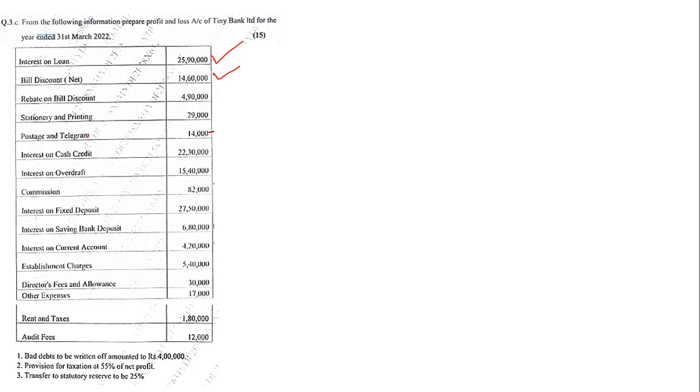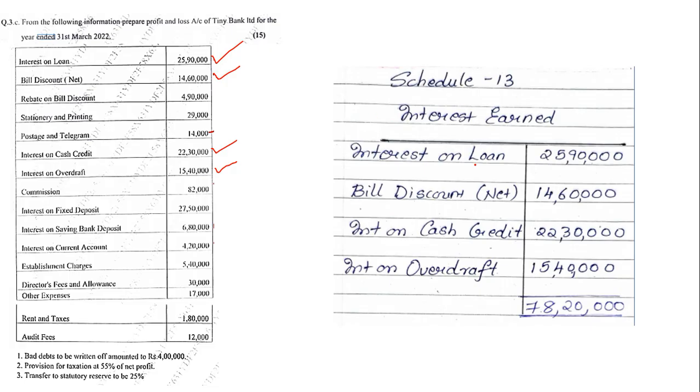Next, stationery and postage are all expenses. Interest on cash credit: when the bank gives cash credit, it gets interest. Whenever the bank gives an overdraft, it gets interest. So these are the 4 interest earned areas of a bank. Schedule number 13, interest earned: interest on loan, bill discount net amount, interest on cash credit, and interest on overdraft. We add up those values and get 78,20,000 as the total amount of interest earned. Schedule number 13. You can go through it once.